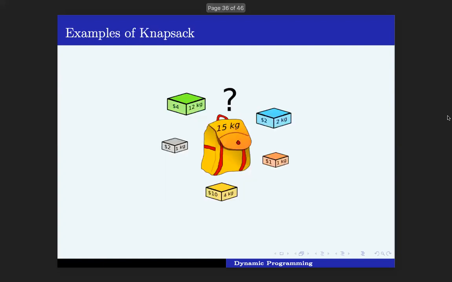Here's a nice picture of this whole thing. This bag can take at most 15 kgs, and you have items of various weights and various volumes, and how much can you take? So is this problem clear? Or should I repeat it? Yes, sir. It's clear.